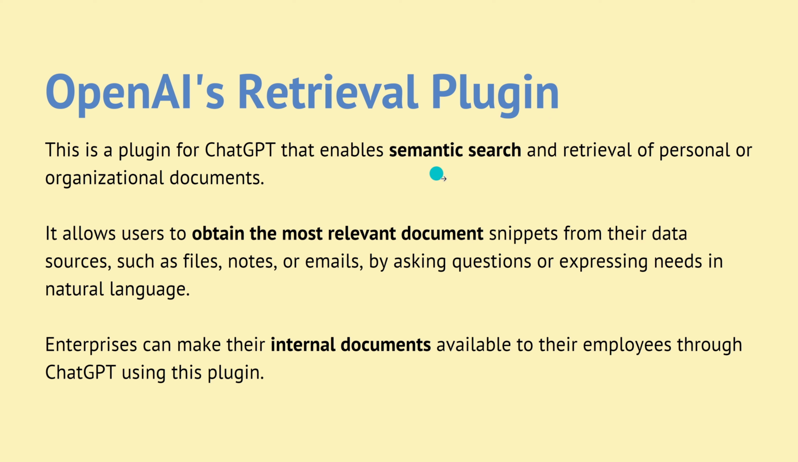If we would use just a keyword search, life would be so much easier. But anyway, the semantic search ability allows the users to obtain the most relevant documents from their data sources, from their directories, the files, or emails, or whatever you have. Or if you are an enterprise, a commercial entity, if you have internal documents, you can make them available to the employees through this particular plugin and use ChatGPT.